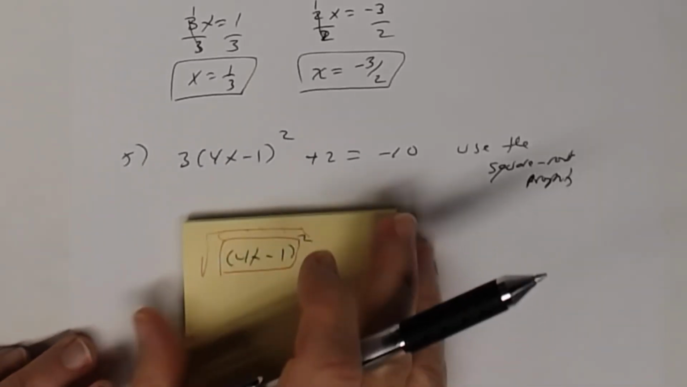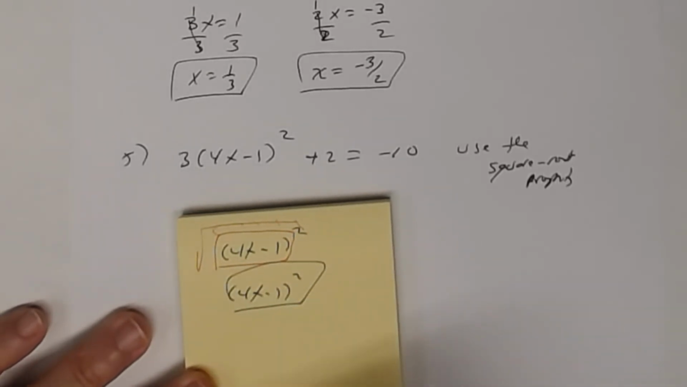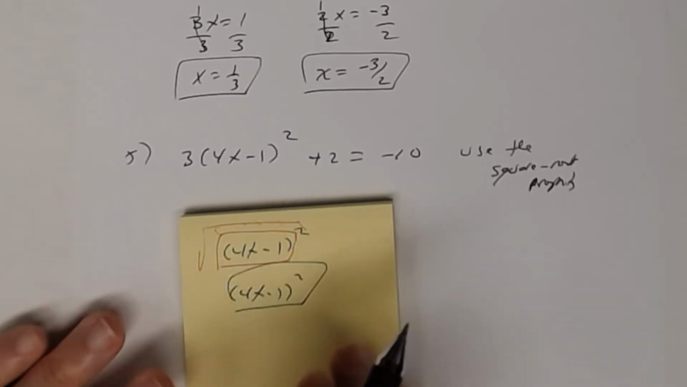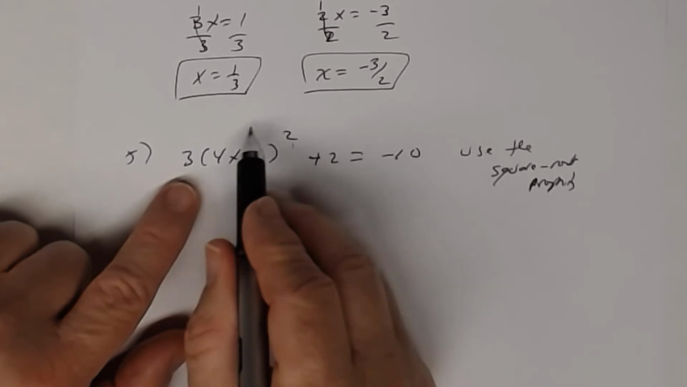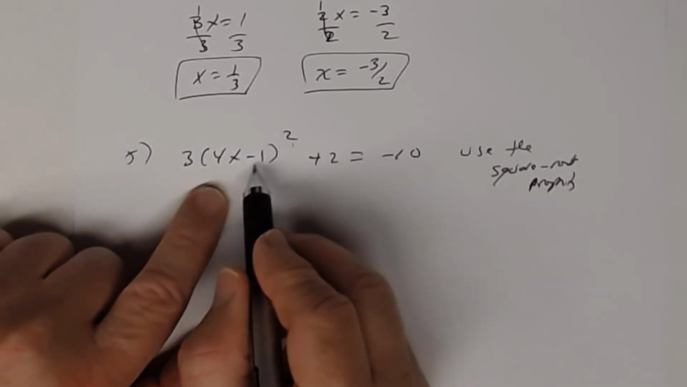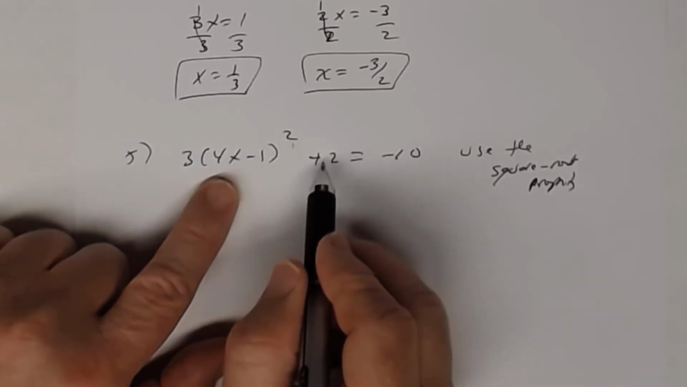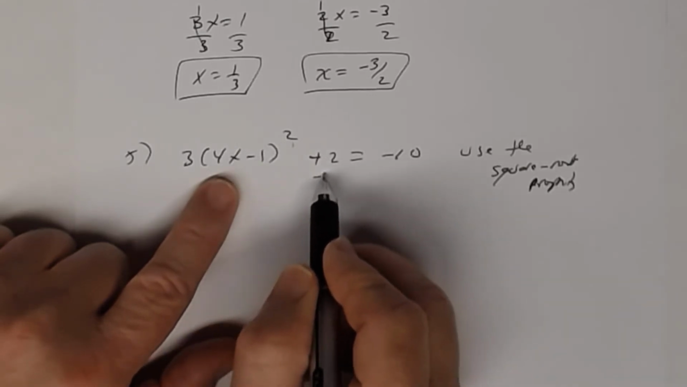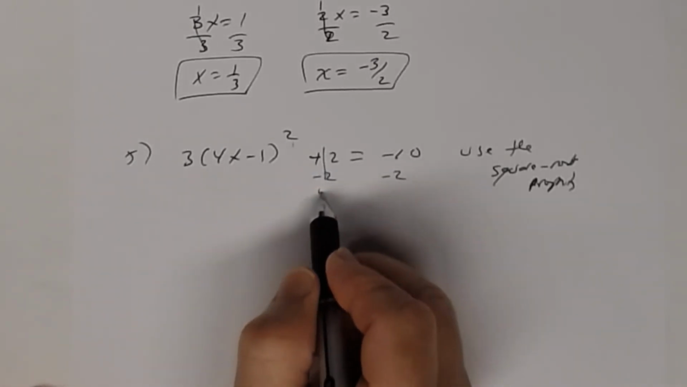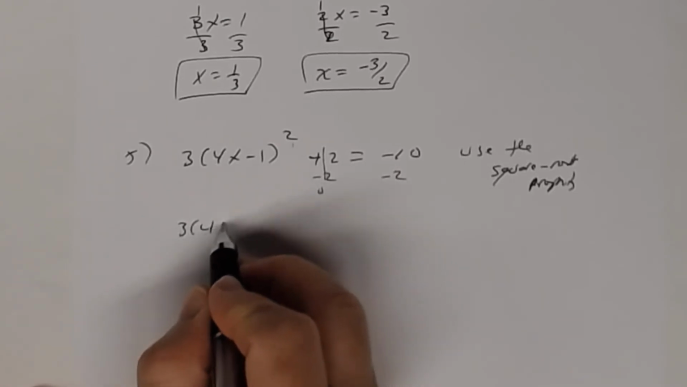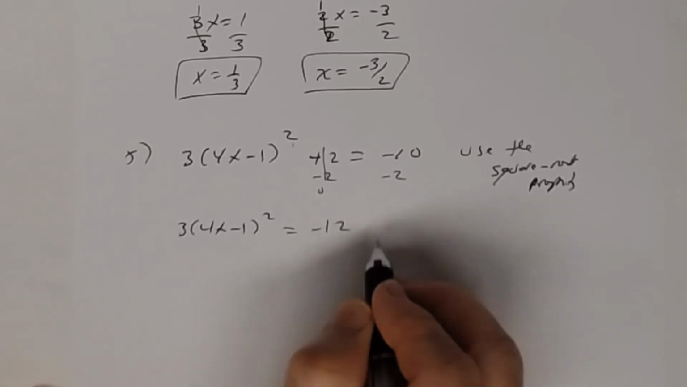So what you want to do is to isolate 4x minus 1 squared by itself before you take the square root of both sides. So the easy thing to notice here is that, hey, I have this expression right here that has that 4x minus 1 that I'm trying to get by itself, but I'm adding 2 to it. So the opposite is to subtract 2 from both sides. So let's go and do that. So when I subtract 2 from both sides and combine like terms, I get 3 times 4x minus 1 squared equal, and then negative 10 and negative 2 is a negative 12.